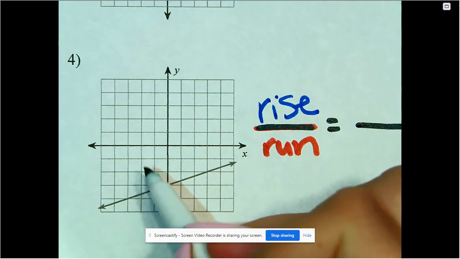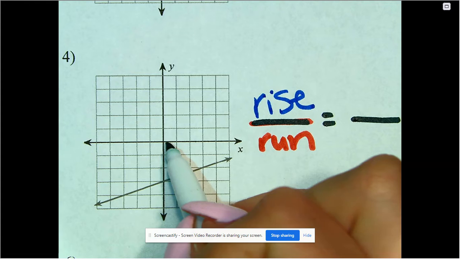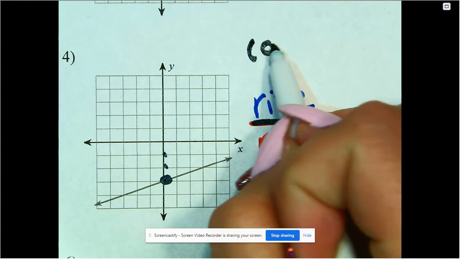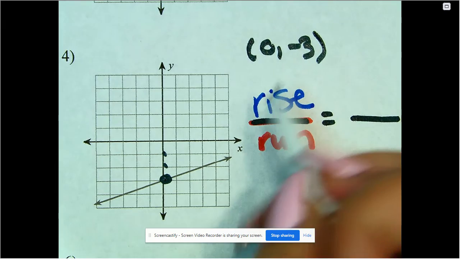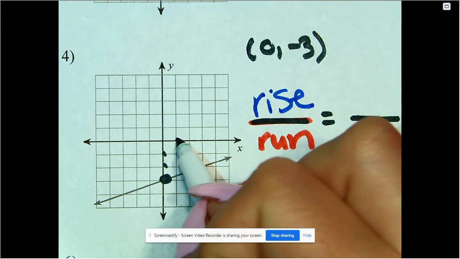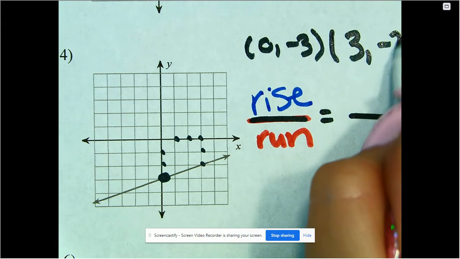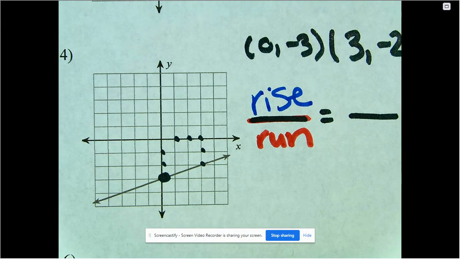And we need 2 points. Let's use the points (0, -3) and (1, -2). Should have said negative when I was describing that point. Okay, we're going to go up and over between those 2 points.